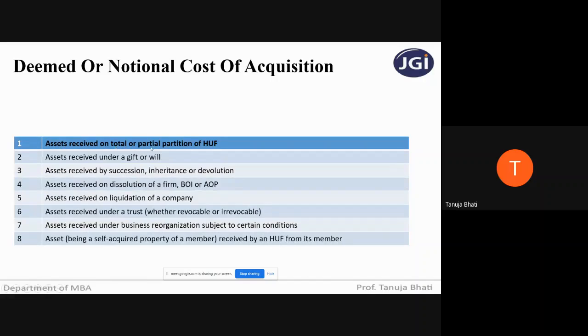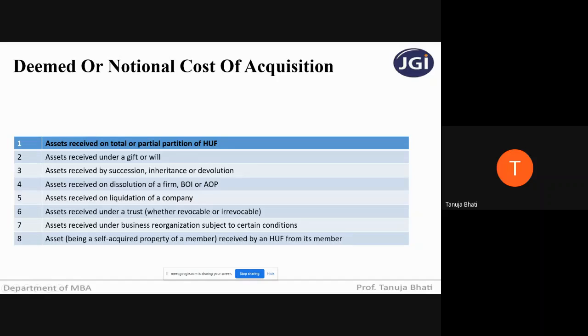So first, asset received on total or partial partition of HUF. Okay, when HUF is getting divided, whatever asset is received, it will be received without any consideration. Then what are you going to take as cost of acquisition? Next, assets received under a gift or will. Assets received by succession, inheritance or devolution. Assets received on dissolution of a firm, BOI or AOP. Assets received on liquidation of a company. Assets received under a trust, whether revocable or irrevocable. Assets received under business reorganization subject to certain conditions. Asset received by an HUF from its member.